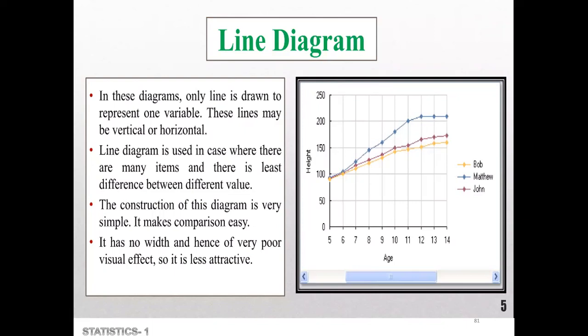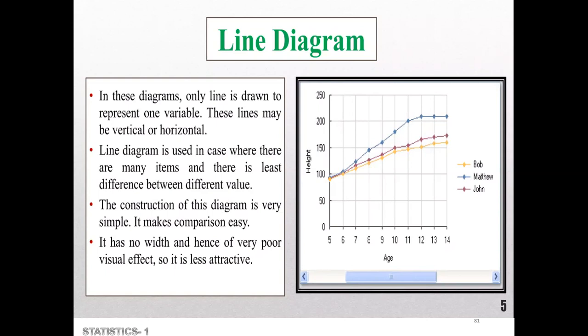The best form of one-dimensional diagram is the line diagram. In these diagrams, only a line is drawn to represent one variable. So what is the variable we have taken? Height is taken as the variable. These lines may be either vertical or horizontal. A line diagram is used in cases where there are many items and there is the least difference between the different values.